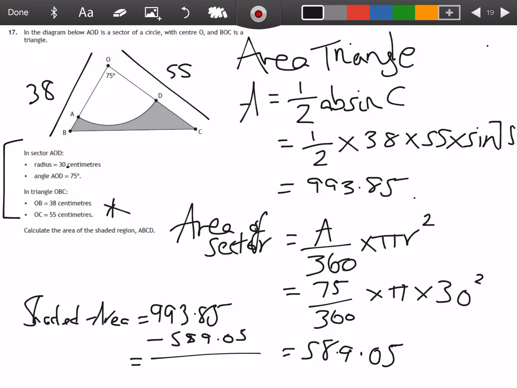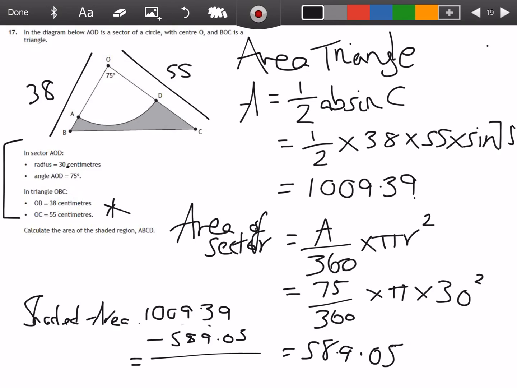Let me just go back and key something in. I'm just going to key that first calculation in again. A half times 38 times 55 times sine 75 is 1009. Yeah, I don't know what happened there. See that wee number? It wasn't quite right. That was 1009.39. I think I maybe put in sine 74 or sine 70. I'm not sure what happened.